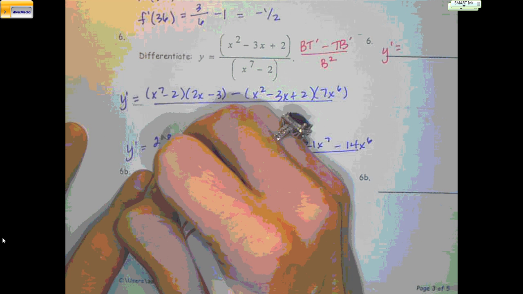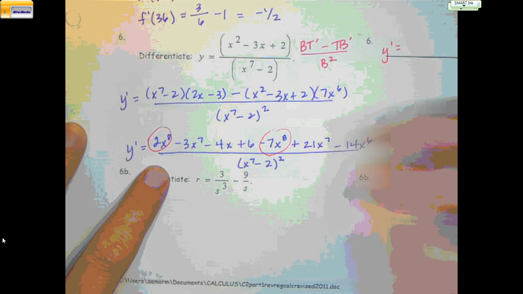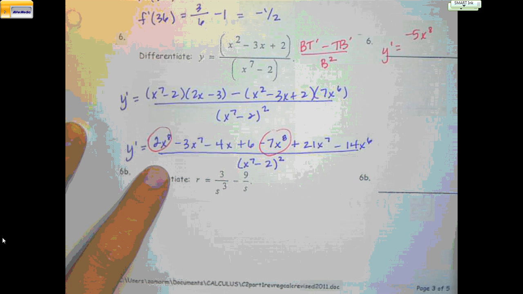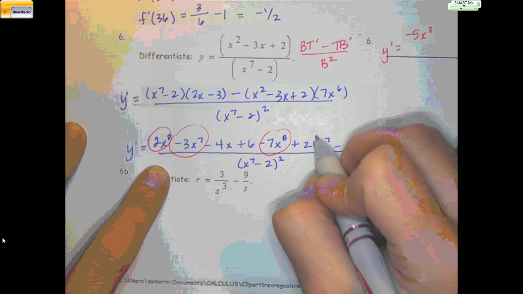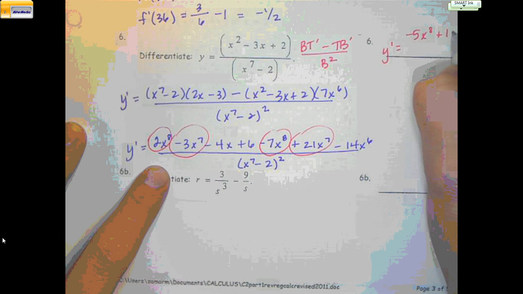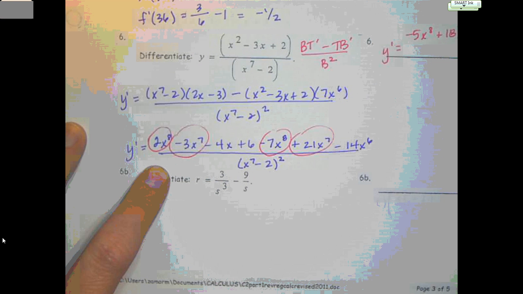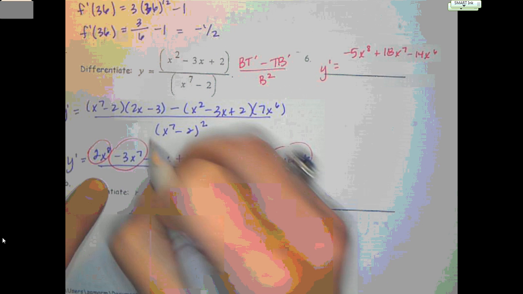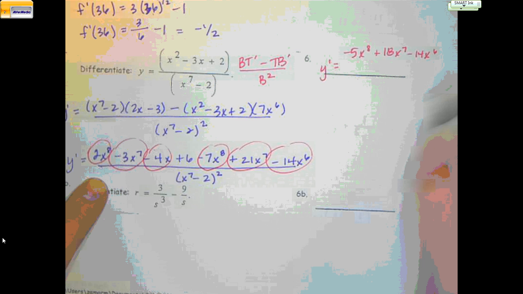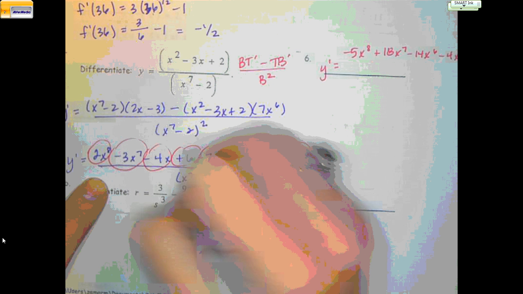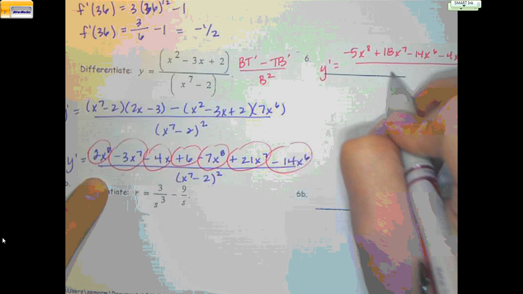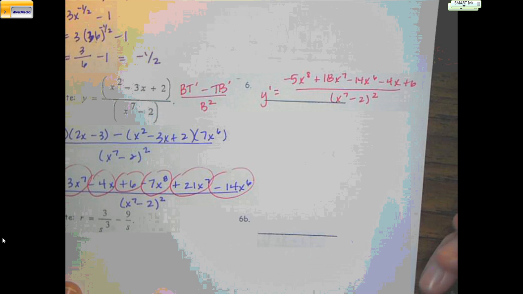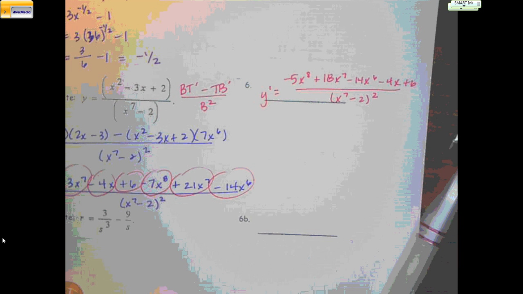On the top, I've got 2x to the 8th and negative 7x to the 8th. So that's negative 5x to the 8th. Then I've got negative 3x to the 7th and 21x to the 7th. So that's 18x to the 7th. Then I've got negative 14x to the 6th. Got negative 4x and a positive 6. All over x to the 7th minus 2 squared. Questions? Okay.